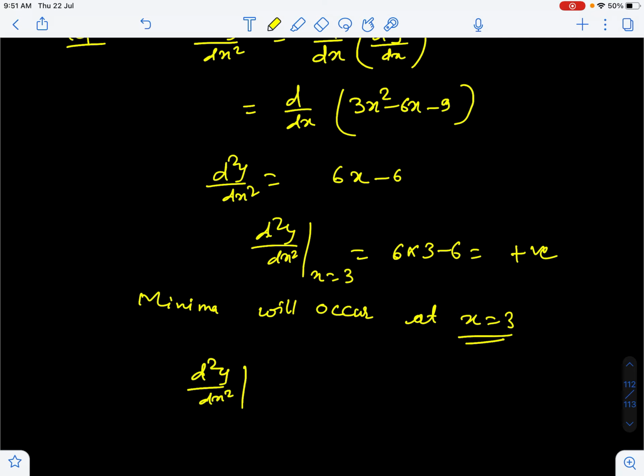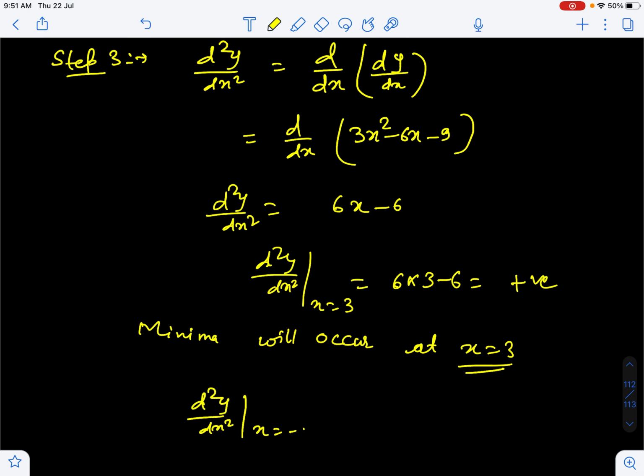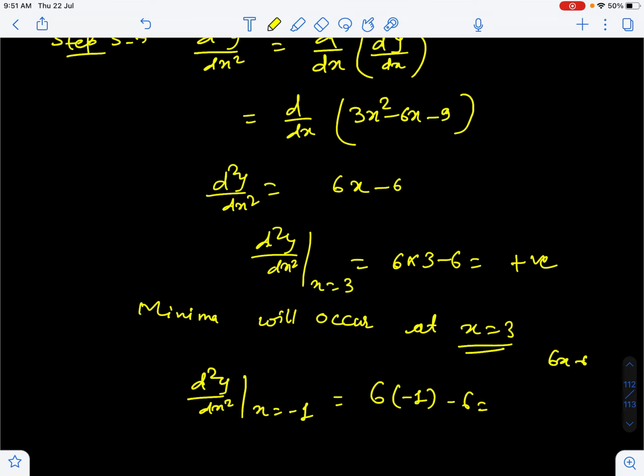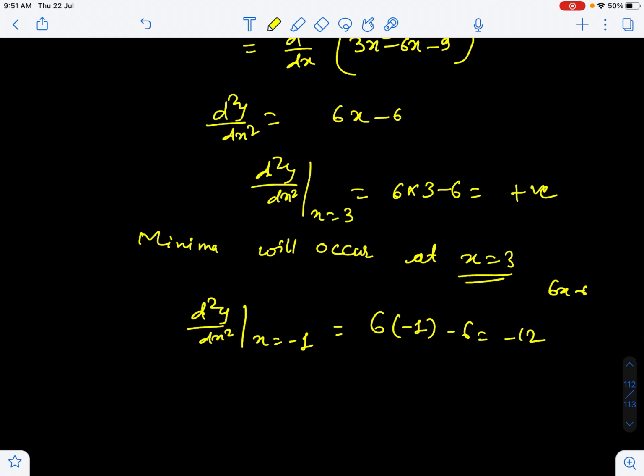If I calculate d2y by dx square at the other point, x is equal to minus 1: 6 into minus 1, because this is 6x minus 6, so minus 6 minus 6, that is minus 12. So maxima will exist at this point, because the second derivative is negative.